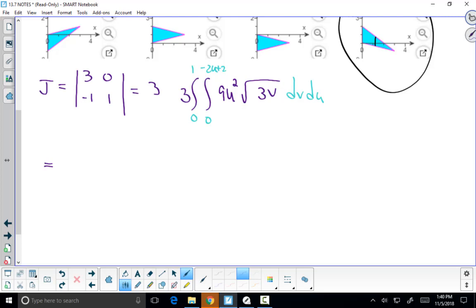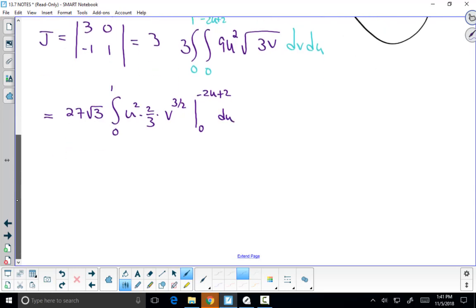Yeah. Okay, so we get 27 square root of 3, integral of square root of v, 0 to 1. We're integrating root v, so we have v to the half, so v to the 3 halves times 2/3. And that's from 0 to negative 2u plus 2, du. Maybe we should have done du first. Pull out the 2/3, what do we get? 18 root 3 in the front. 0 to 1. So then we have u squared.